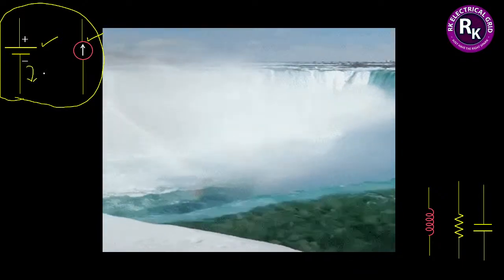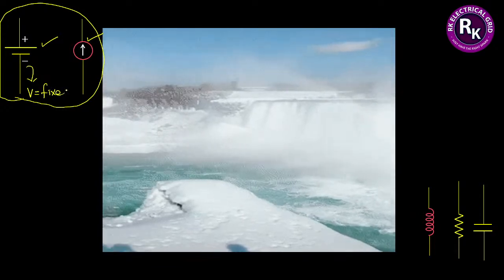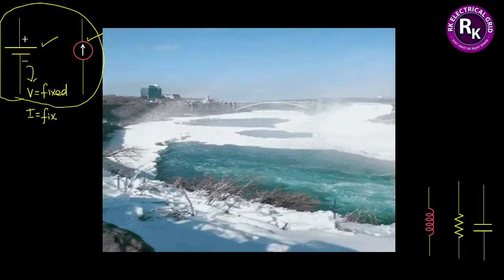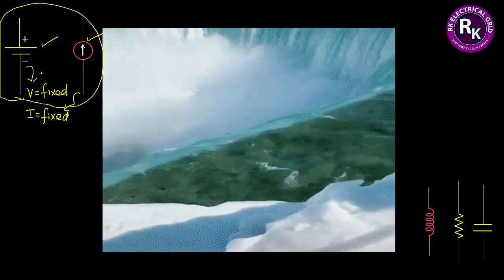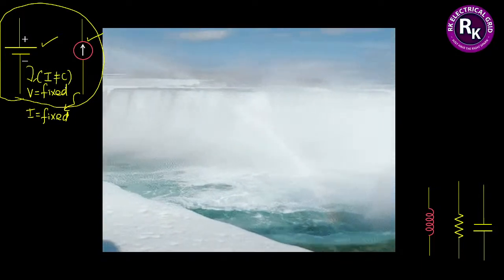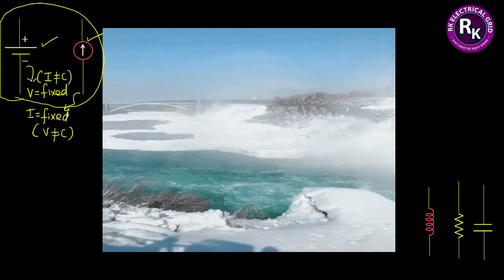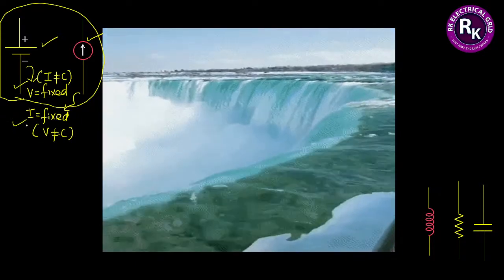Voltage source means what is the difference? In a voltage source, the value of voltage is fixed, that is constant, whereas in a current source, the value of current is fixed. So in a voltage source, current is the variable quantity. It is not constant. Whereas in a current source, voltage is not constant. That is the difference between a voltage source and a current source. Okay, sir, that's okay.